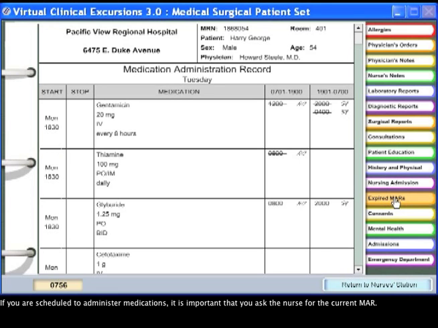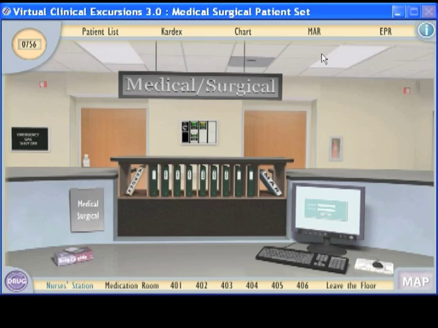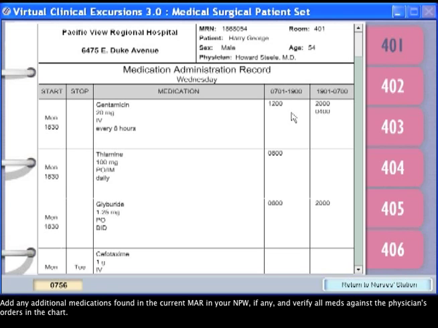If you are scheduled to administer medications, it is important that you ask the nurse for the current MAR. Once you have the current MAR for your patient, compare the old MAR with the current one. Add any additional medications found in the current MAR in your NPW, if any, and verify all medications against the physician's orders in the chart.